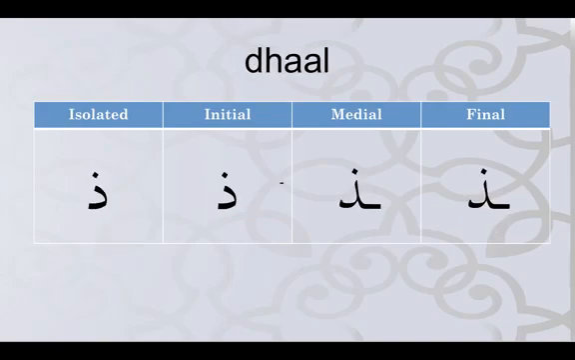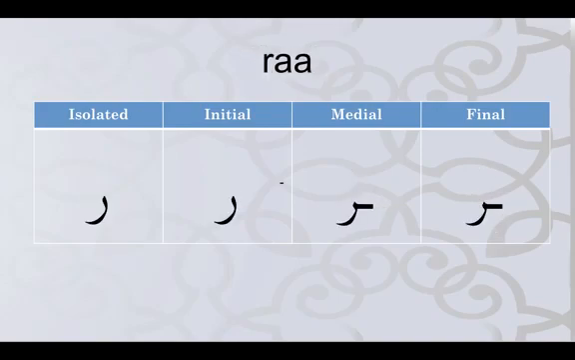Dal and Dal look alike. And next we have Ra, the letter Ra, and Za look alike. The letter Ra's isolated and initial forms are the same. Medial and final forms are the same. And this is how it's written, except the letter Za, its sister letter. Its initial, medial, and final forms are the same, written as the letter Ra. Its isolated is the same as the initial. Its medial is the same as its final, but it has a dot on it.